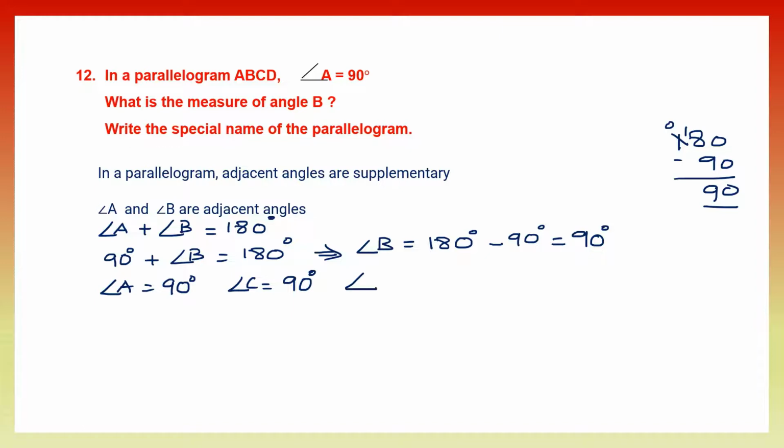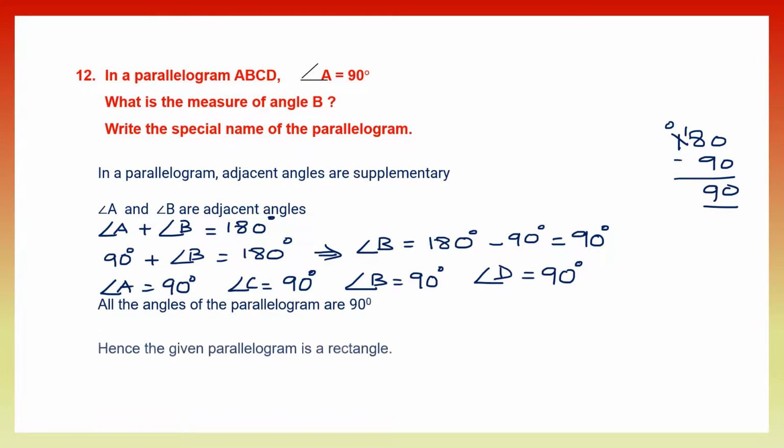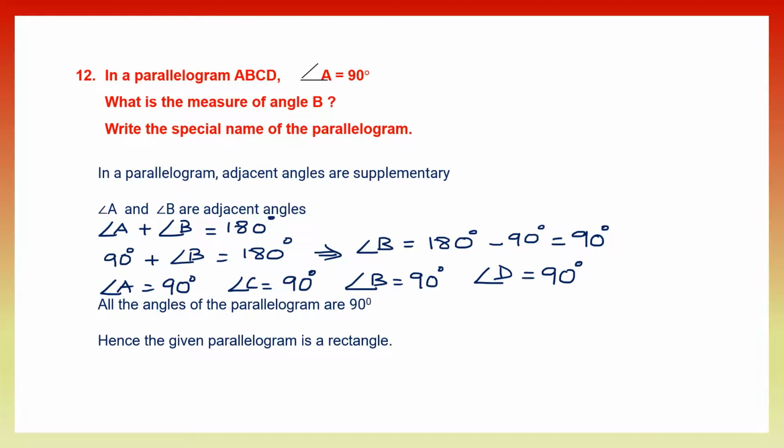Now here we found angle B is 90 degrees, and the angle opposite angle B is angle D. That is also 90 degrees. So that means all the angles here are 90 degrees, and because they're all 90 degrees, the given parallelogram is a rectangle. So the first part of the question that we had to answer was, what is the measure of angle B? And we know that the measure of angle B is 90 degrees. So this is the first part of the answer. Now second part, they've asked us to write the special name of this parallelogram, and we have found that it is a rectangle.